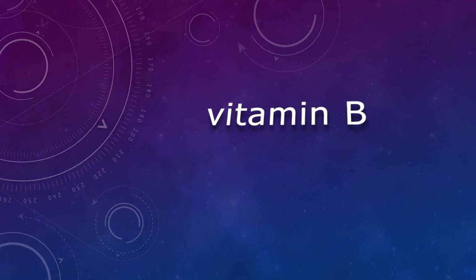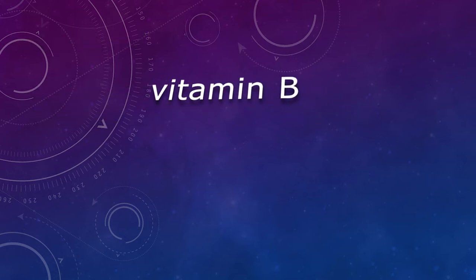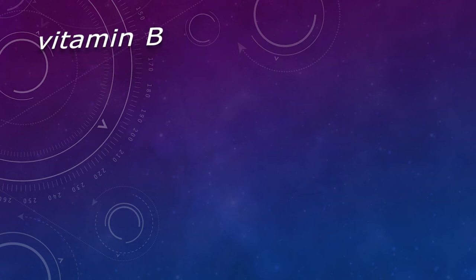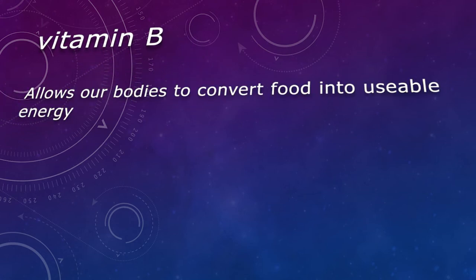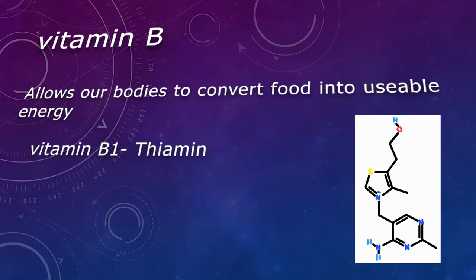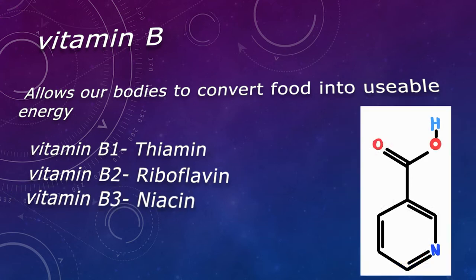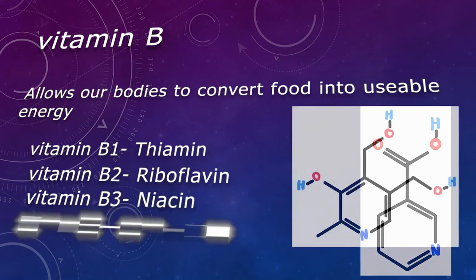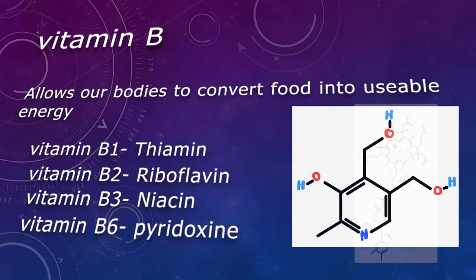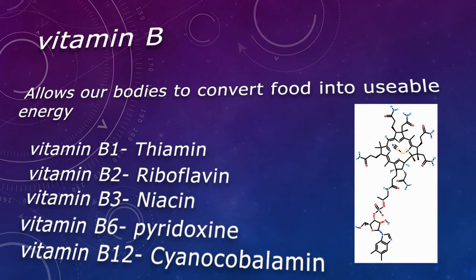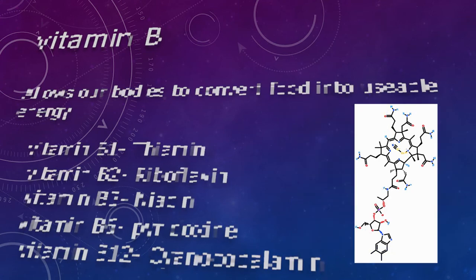In regards to the vitamin B class as a whole, it is this group of vitamins that allows our bodies to convert food into usable energy. The most notable ones of vitamin B include vitamin B1, thiamine, vitamin B2, riboflavin, vitamin B3, which is niacin, vitamin B6, pyridoxine, and vitamin B12, which is cyanocobalamin.